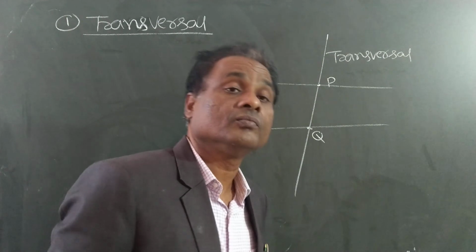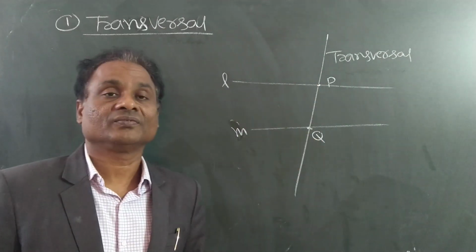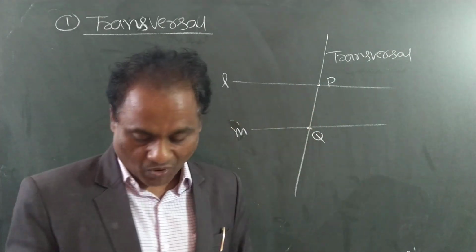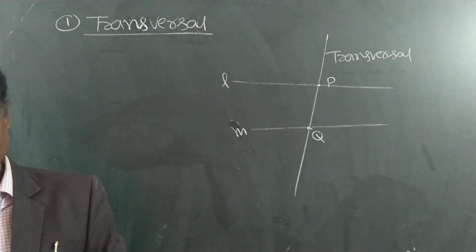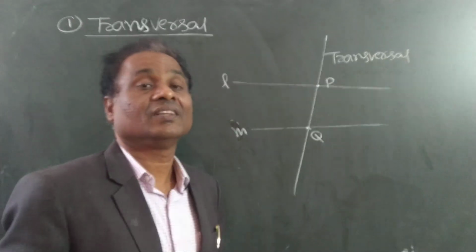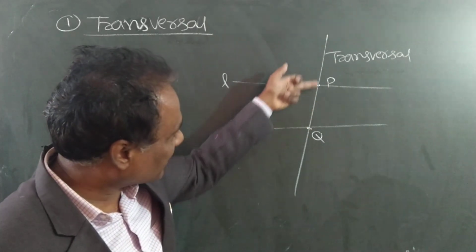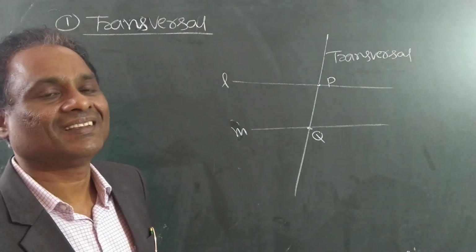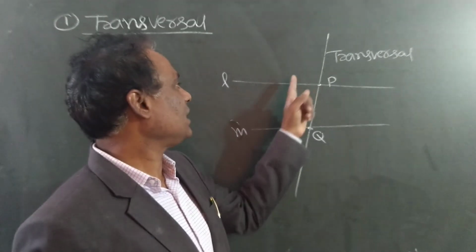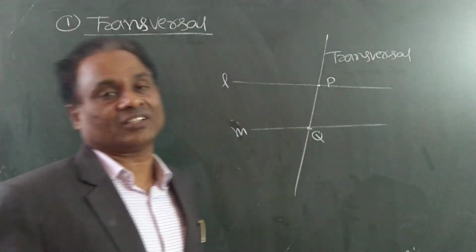A line which meets the given lines at two different points is called a transversal.